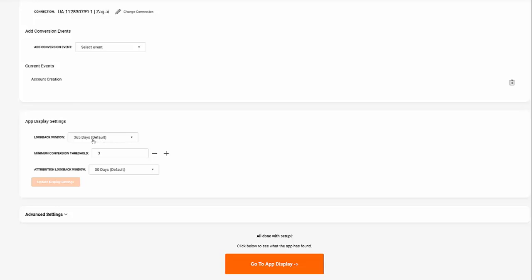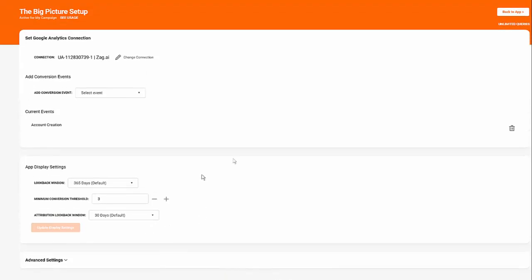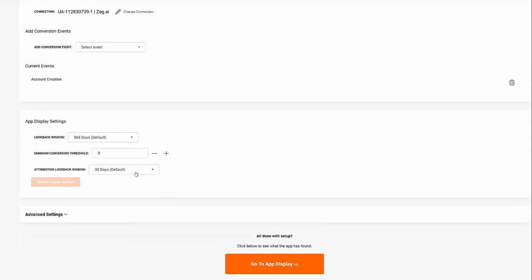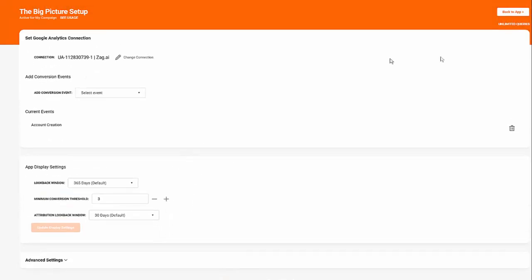So use a year look back, minimum threshold for each channel. You should have conversions across every channel, but 3 is a good threshold. And then the attribution look back window. This is what impacts the last panel, the third panel, and I'll get to that as I go through the app. But just use 30 days. You'll get the best results with that.